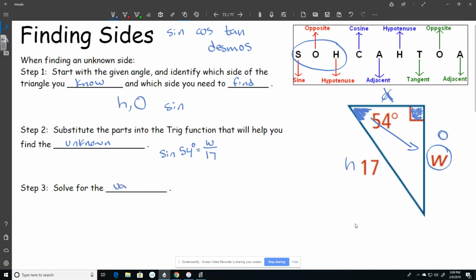And then from here, all I have to do is solve for the variable. I treat this just like railroad tracks. I've got sine of 54 equals w over 17. Be careful, sine of 54 is an actual number, so I don't want to change anything with that part, but I do want to get w by itself. So I multiply both sides by 17 to get rid of that divide by 17, which means that the sine of 54 multiplied by 17 is going to be equal to w. So now I need to know how to actually find sine of 54 times 17.